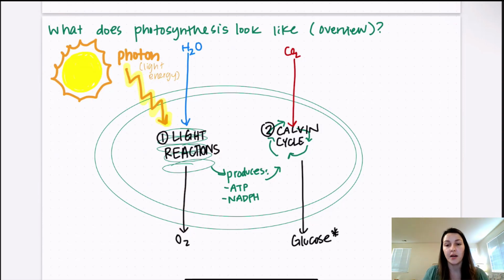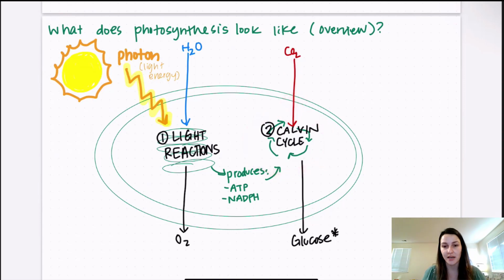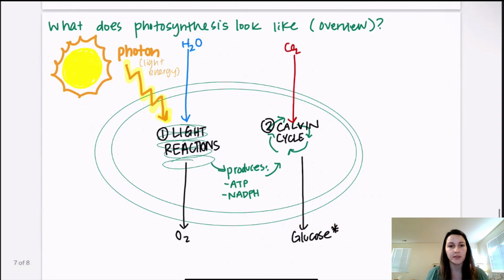But now that we've produced ATP and NADPH, those energy storage molecules, all of those molecules, ATP and NADPH, are going to power the next step, the Calvin cycle. And the Calvin cycle also requires input of CO2, carbon dioxide. That's what we think of as plants breathing. They don't breathe, but they use carbon dioxide. And they use carbon dioxide in this cycle, the Calvin cycle, to produce glucose and all the other sugars that come off of glucose. All right, let's talk about it.